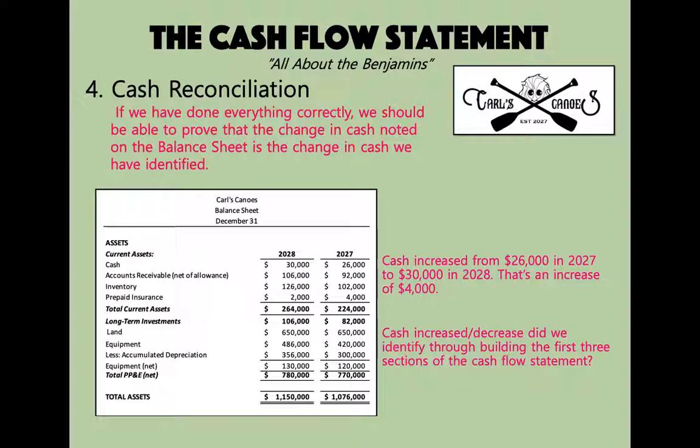Cash increased or decreased. Is the cash increase or decrease we identify through building the first three sections of the cash flow statement going to match that? That was a confusing sentence. I shouldn't have written it that way. Anyway, moving forward. We need to make sure that the $4,000 increase on the balance sheet matches the increase we know on the cash flow statement.